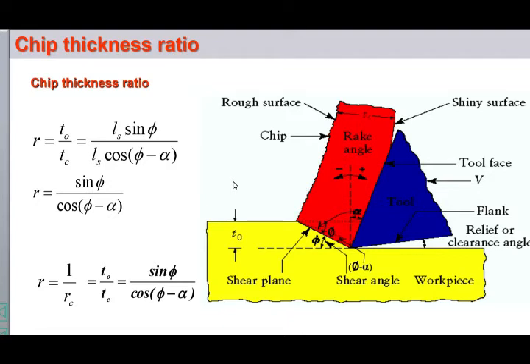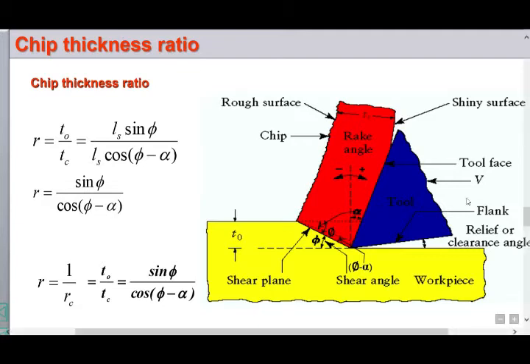The chip thickness ratio or cutting ratio is always less than unity. That means R is equal to T0 divided by TC, which is less than 1. Unity means 1. The larger the ratio R, the better the cutting action. K is the chip reduction coefficient, R is the chip thickness ratio.